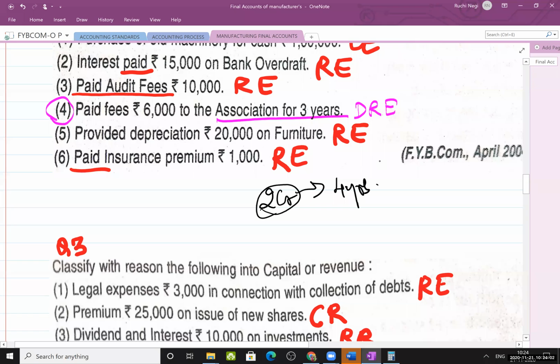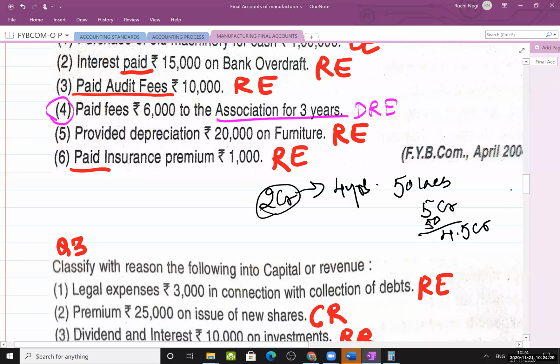Okay, so 2 crores divided by 4 years. So every year का कितना आएगा? 50 lakhs. Okay, 50 lakhs will come, right? Every year का. So like this, 50 lakhs first year, 50 lakhs second year, 50 lakhs third year, 50 lakhs 4 years, like this. Okay, now मेरा profit कितना था?